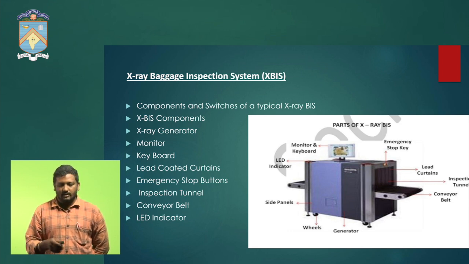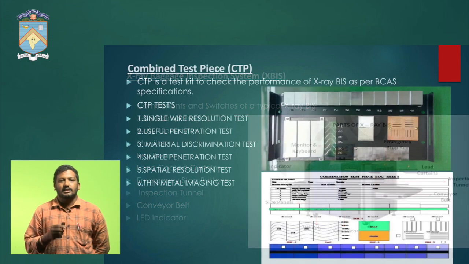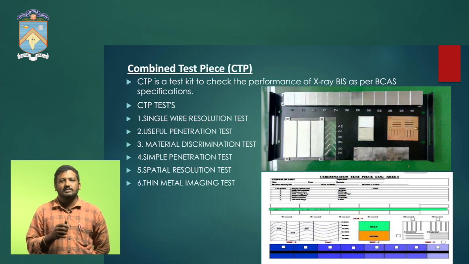Then after that we need to perform the CTP test. CTP means Combined Test Piece, which we use to check the performance of an X-ray. For example, when we turn on a light, how do we know whether the light is on or not? When the light is on, we get enough light. Like this, in the X-ray also we perform the CTP test.